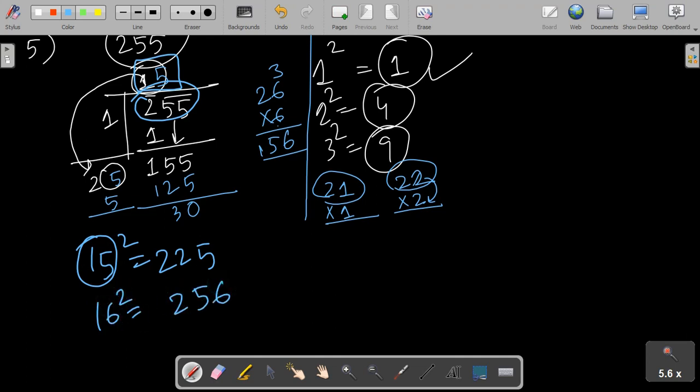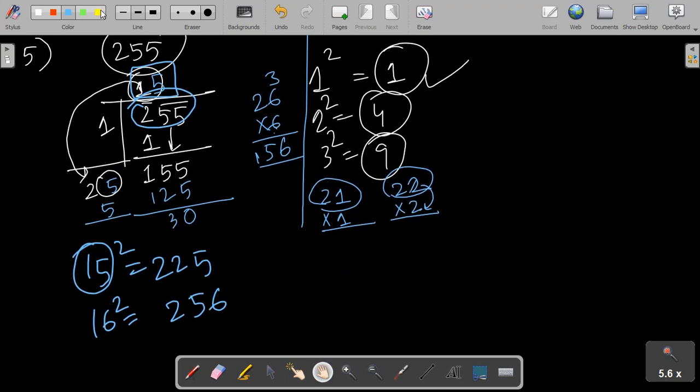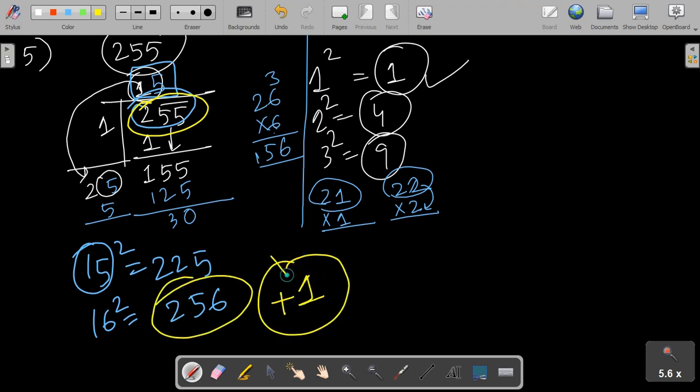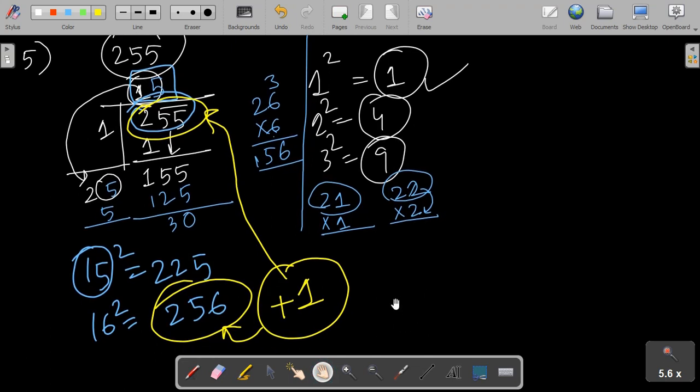So how much do we add to make 255 a perfect square? That is very clear from the board: 255 and 256 have a gap of 1. So if we add 1 to this number 255, then only we'll get a perfect square number, which is 256. I hope all of you have understood this answer. And then, moving towards the next question.